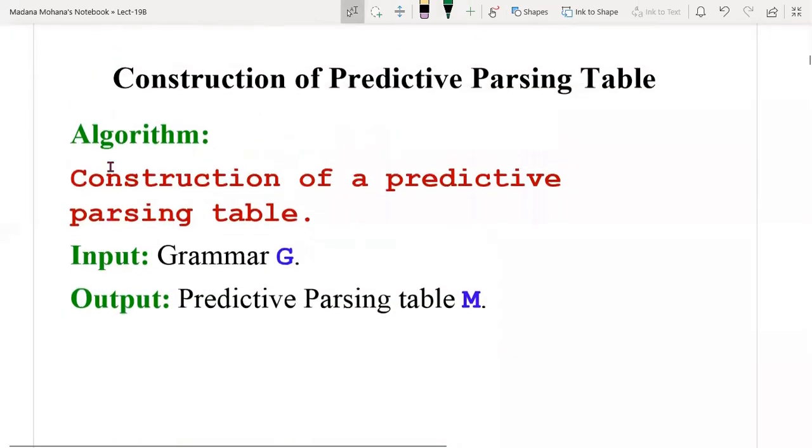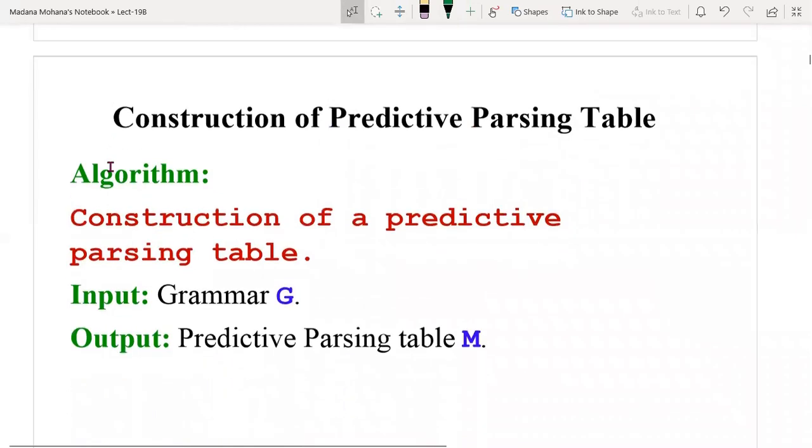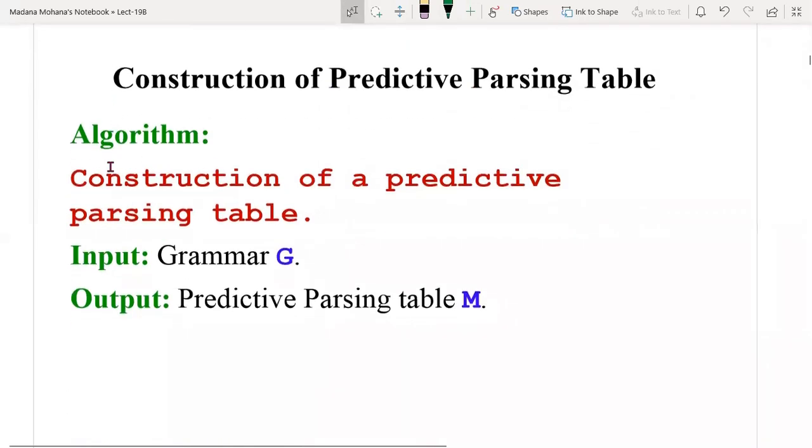Now we have one algorithm for constructing the predictive parsing table. So let us see the algorithm. It's a very simple algorithm. The algorithm is construction of predictive parsing table. Now for this, what is the input required? A grammar, a given grammar G.